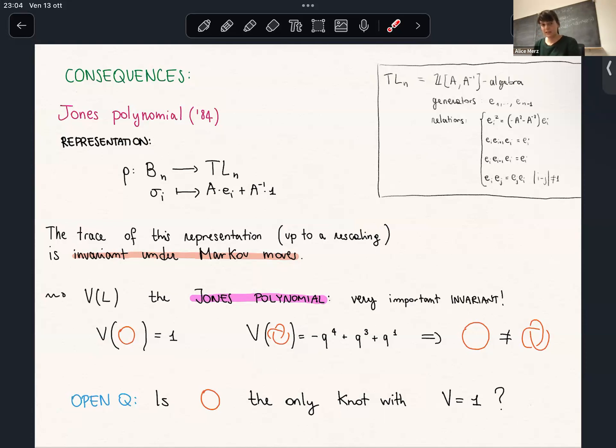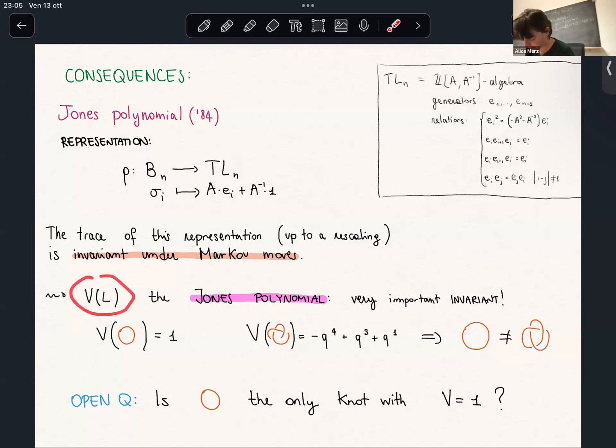We have some representation of the braid group inside an algebra. That is something I wrote here, the formal definition, but we don't care about the formal definition right now. And here is the formal writing of the representation, but I don't want to focus on that right now. We just need to know that the trace of this representation, up to a rescaling, is an invariant under Markov moves. And so Jones proved that this is an invariant of links that is called the Jones polynomial.